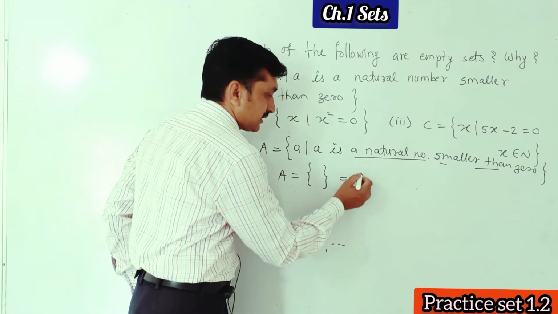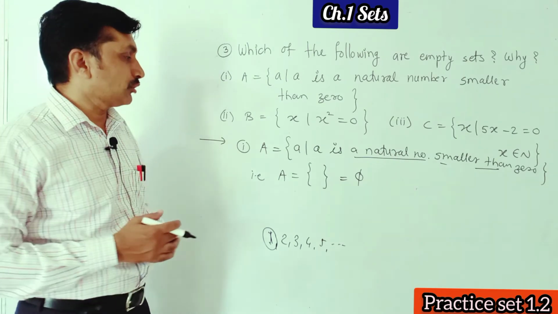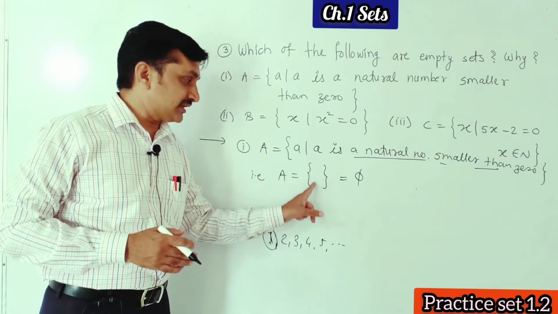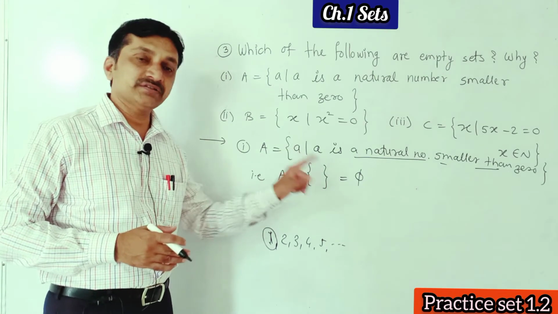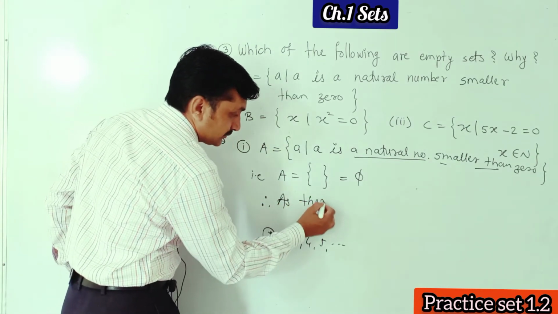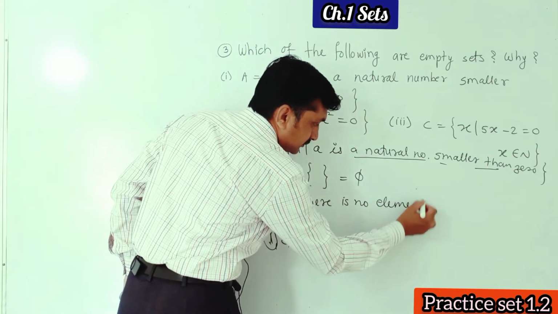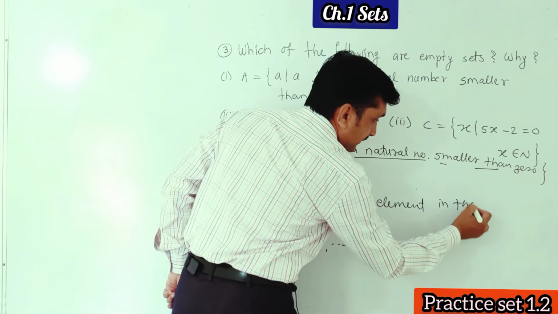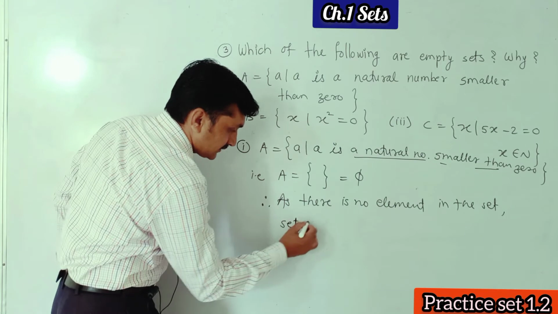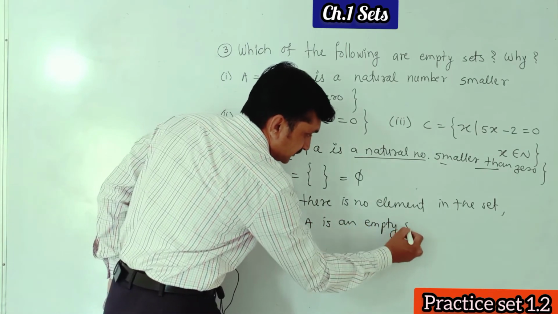Or we can write it like this also. That is the symbol of the empty set. Do we get any element here? No. That's why it is an empty set. Therefore, we can write here: as there is no element in the set, set A is an empty set. It is the reason.